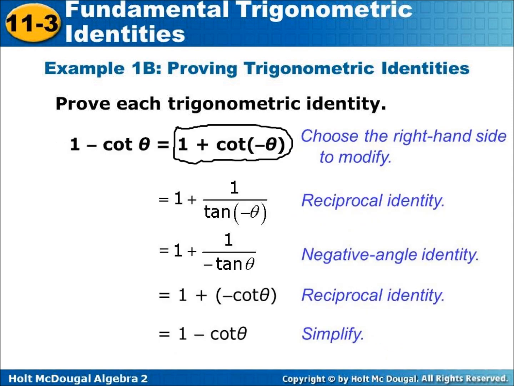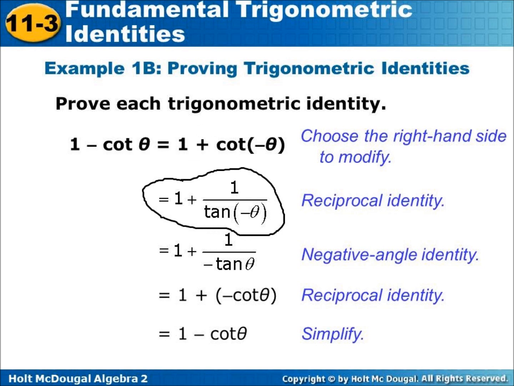We more often want to turn the complicated side of the equation into the simpler side, like how we turned secant over cosecant into tangent in the previous example. For this equation, we will modify the right-hand side. Using the reciprocal identity, cotangent of negative theta is equal to 1 over tangent of negative theta. If a trigonometric function has a negative theta and you modify it to its reciprocal identity, the negative theta carries over, like how the negative theta of cotangent carried over to tangent.